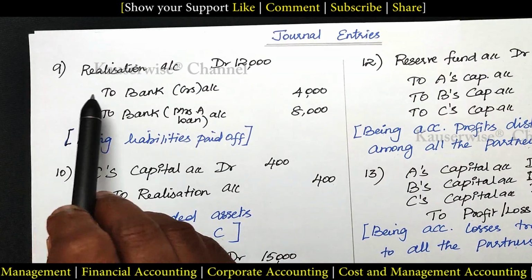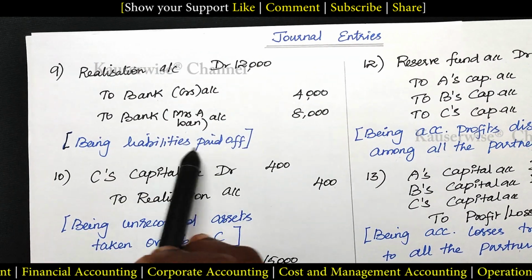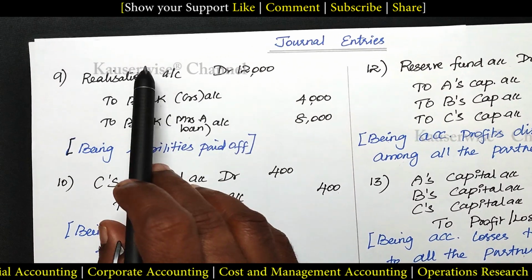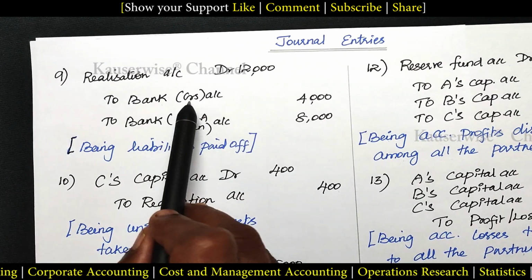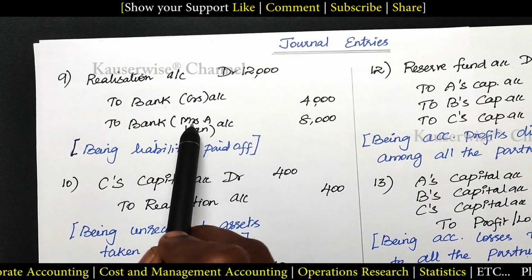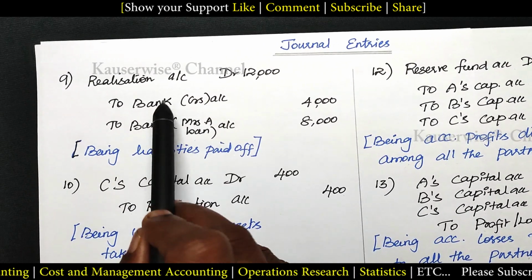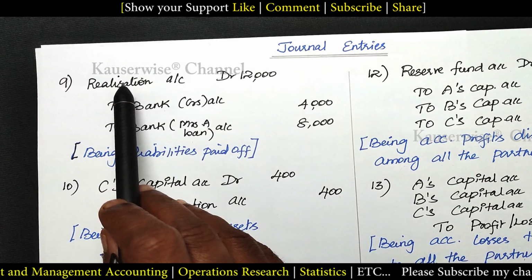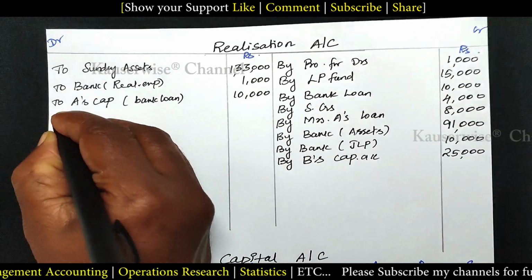See the next entry. And this is the entry for third party liabilities paid. Okay, what is the entry? Realization account debit to bank. This is for creditors. And another bank. This is for Mrs. A's loan. Enter these items under the debit side of realization account. Debit side to bank.